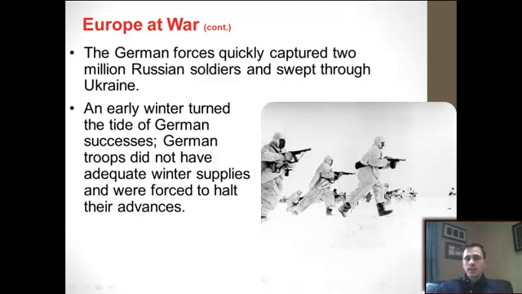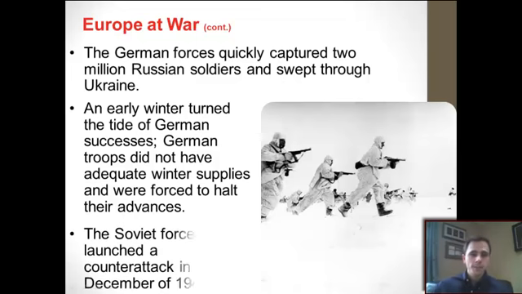So the Germans quickly captured a lot of Russian soldiers, went right through the Ukraine, but an early winter turned the tide. The Germans did not have preparations for winter, they didn't have the right supplies, and they were forced to halt their advances. The Soviets launched a counterattack in December of 1941. We can see in that image there that the Russians were much more prepared for this battle.